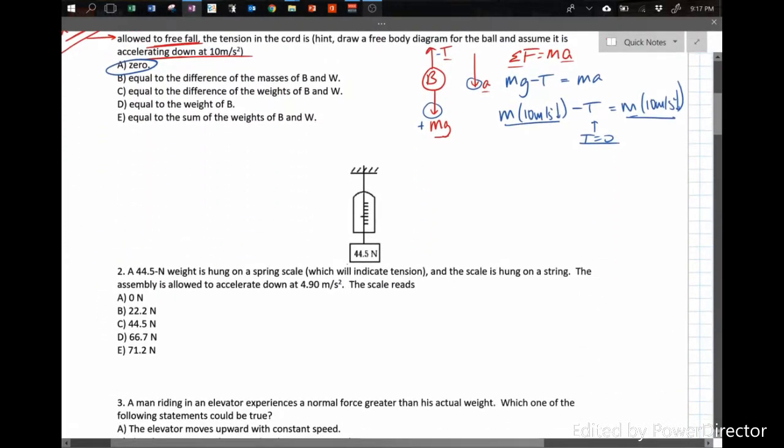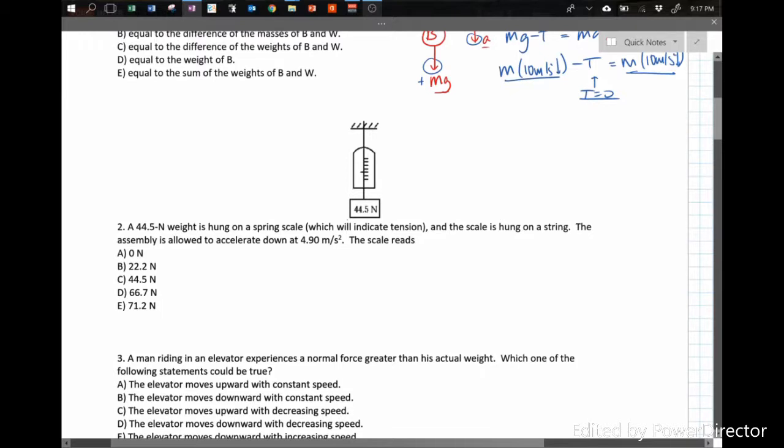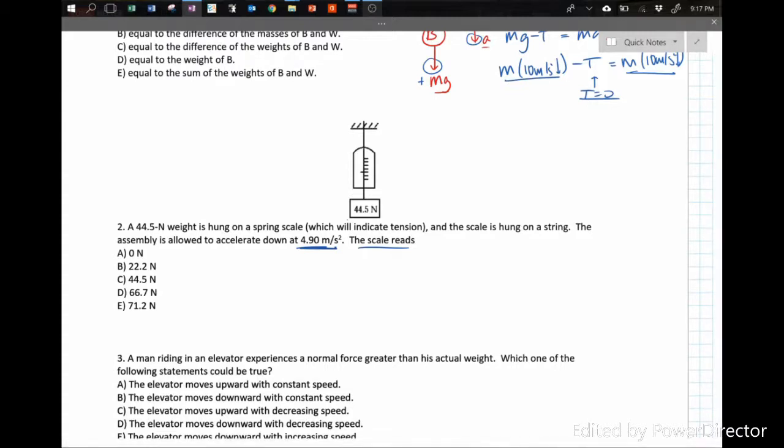Here's a different one. This time we're not in free fall. So let's look at number 2. All right, we have a 44.5 Newton weight hung from a scale. Scales indicate tension. And the scale is hung on a string, and the assembly is allowed to accelerate down at 4.9 meters per second squared. Now I want to know what the scale reads when that happens. So, if the acceleration were 0, the scale would read the weight of the object, 44.5 newtons. But it's accelerating down, so things get a little tricky.